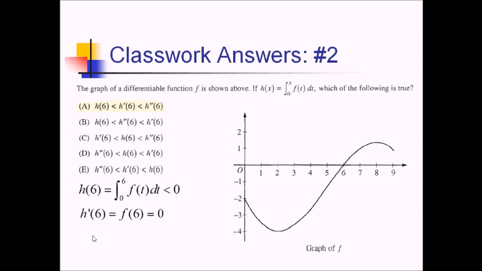H double prime of 6 is just going to be f prime of 6. It's just going to be the slope of our f graph at the x value 6. And again, we don't know exactly what this slope is, but we can at least tell that it's positive. We're going up and to the right. So comparing these now, we have a negative, 0, and a positive. Well, the negative, h of 6, has to be the smallest of those, and then the 0 value, h prime of 6, is going to be next, followed by the positive number, h double prime of 6. Carefully choosing that from the answer choices, that actually ends up being the first one, choice A.